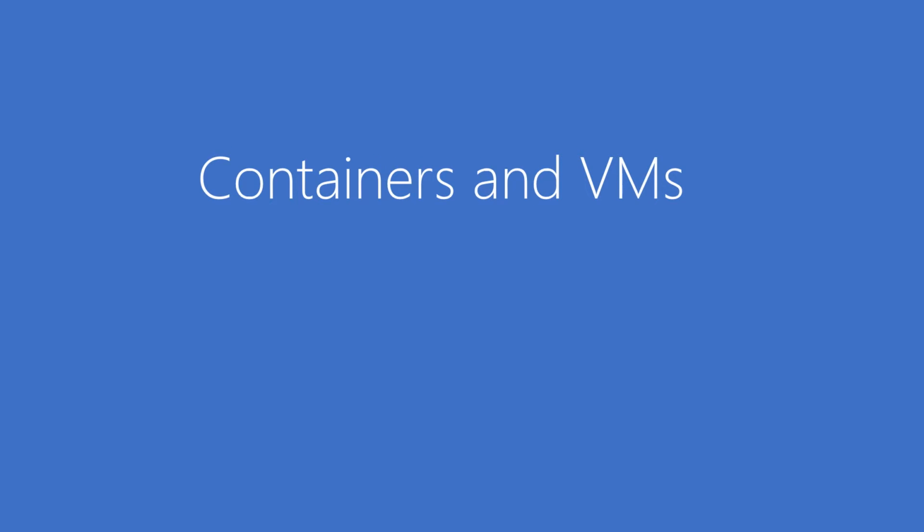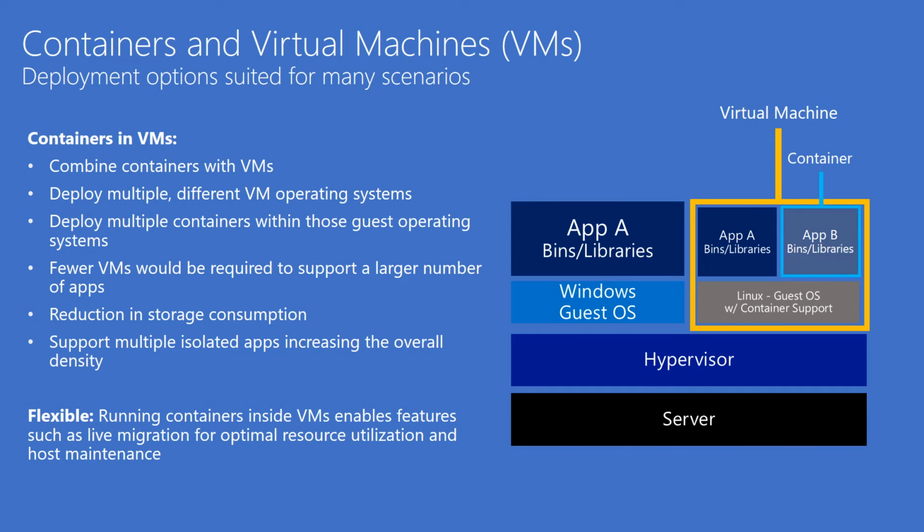In this section, we will look at combining containers and virtual machines. By combining containers with virtual machines, users can deploy multiple different virtual machine operating systems, and inside those virtual machines deploy multiple containers within those guest operating systems. We have a Windows guest OS with a Linux guest OS. Inside the Linux virtual machine, we have two containers, applications.